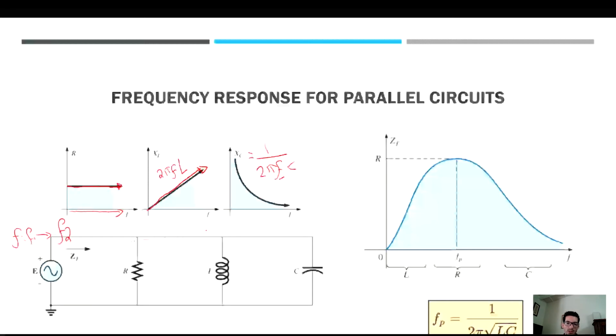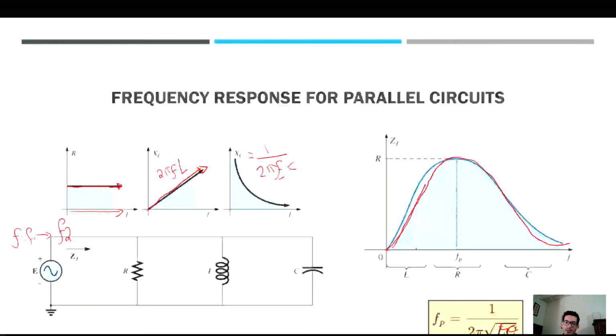So if you were to compute the total response, it's going to give you something like this. For small frequencies, you're going to have an inductance response. It's almost linear. Then it's going to go to the maximum at the peak frequency, and the peak frequency is computed by 1 divided by 2 pi square root of inductance times capacitance. And then it's going to start decaying in a capacitive fashion. So in a circuit with parallel resistor, inductor, capacitor, from small frequencies to large frequencies, you're going to have this behavior.